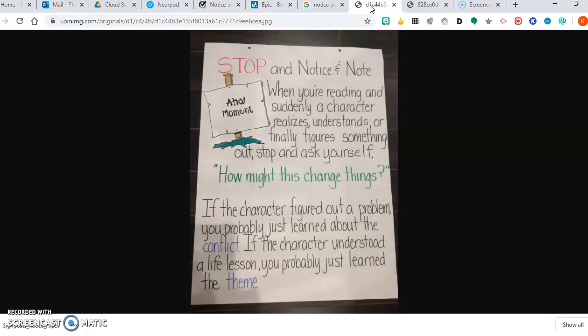We want to be looking for those signal words: Suddenly I knew. In a moment I realized. It was a gift. I finally understood. Those are signals that the author gives us; we want to be noticing those, and we want to be noting them by asking, how might this change things? If the character figures out a problem, we learn about conflict in the story. And if a character understands a life lesson, we've learned about theme.